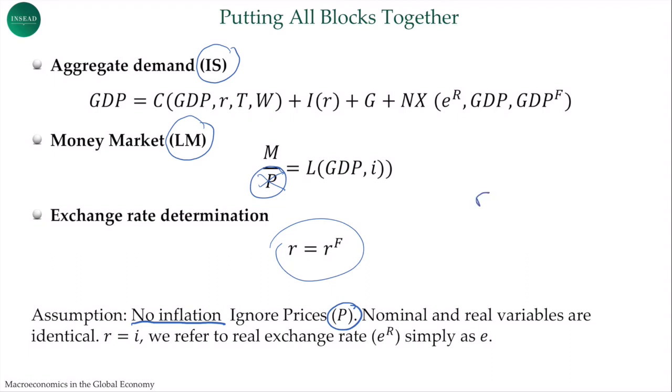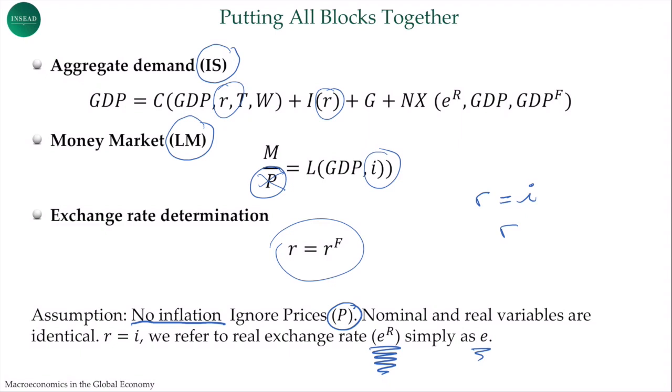That means that the letter R that we use for our real interest rate is going to be equal to the letter I that we use for our nominal interest rate. So anytime we see those variables, we're simply going to call them the interest rate, and we'll use the letter R to reflect that. And the real exchange rate, which we call E with a letter R on top, we're simply going to call E, the exchange rate, because we don't have to make a distinction between nominal and real exchange rates either.